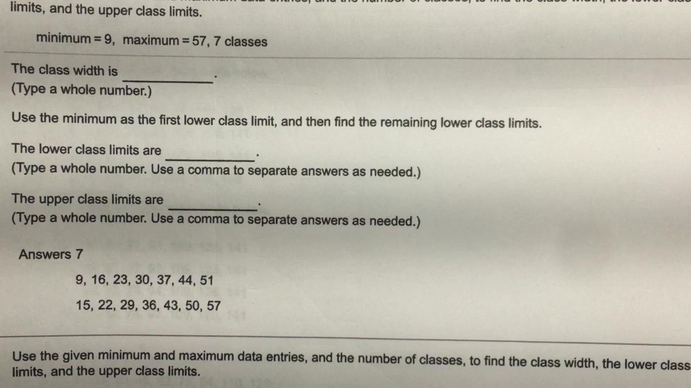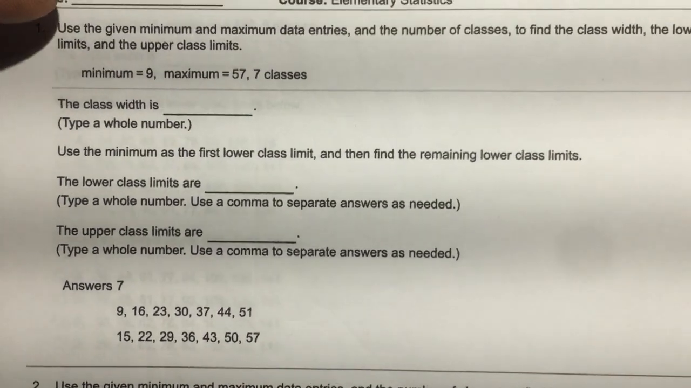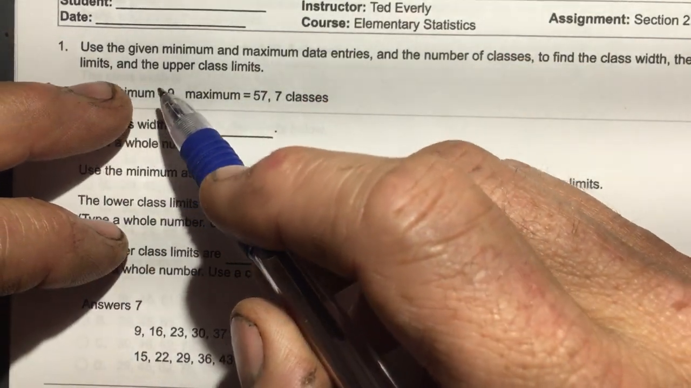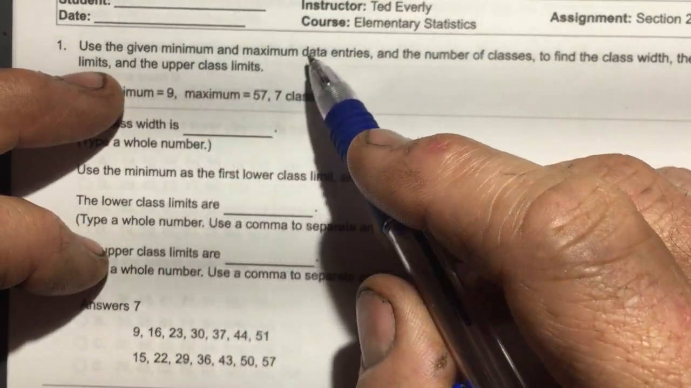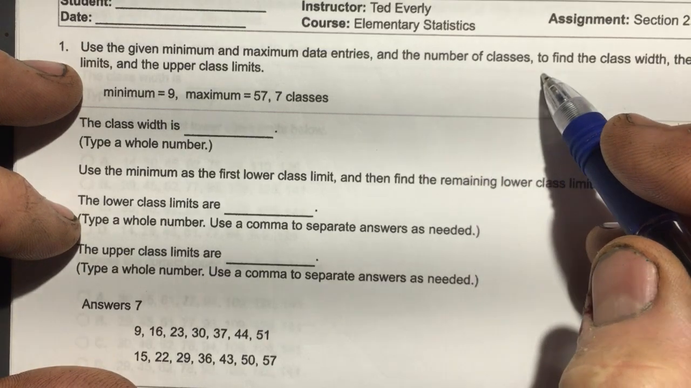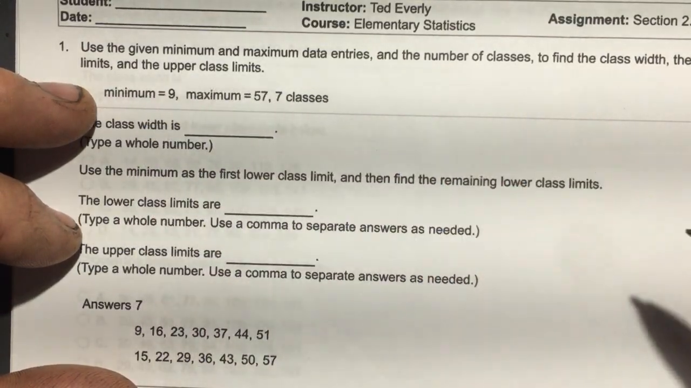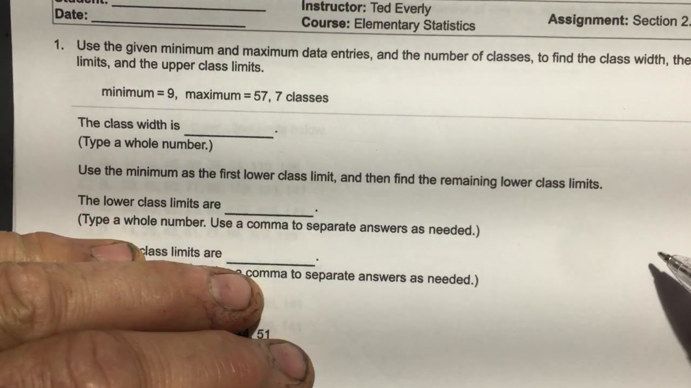Let's look at some of the homework problems. We'll go through some of these together. This is number 1. Use the given minimum and maximum data entries and the number of classes to find the class width, the lower class limits, and the upper class limits. Okay, so what is all this?